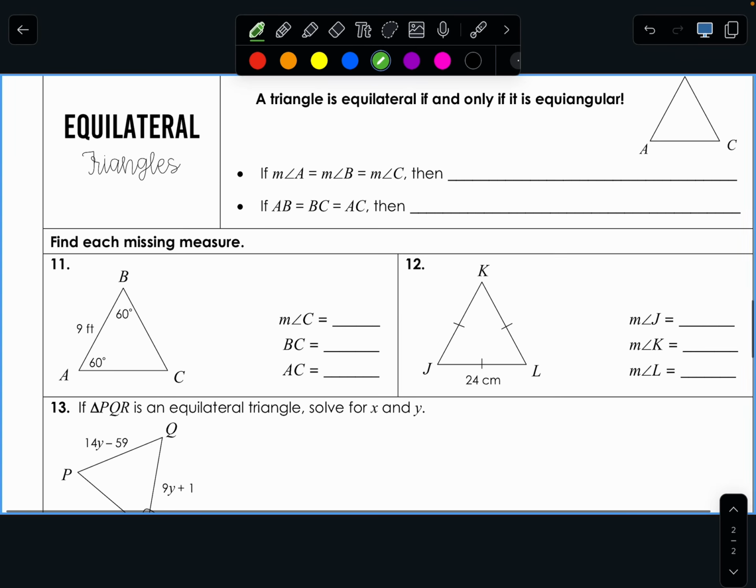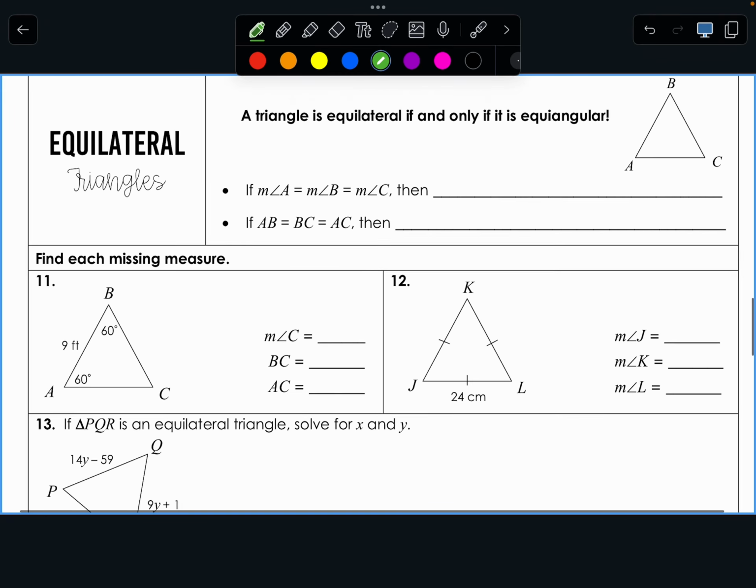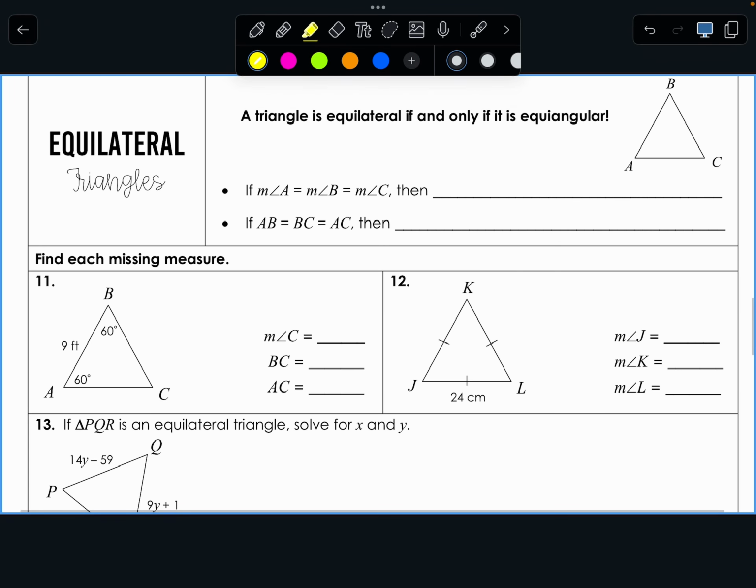A little bit about equilateral triangles. In math, this is an important statement: if and only if.